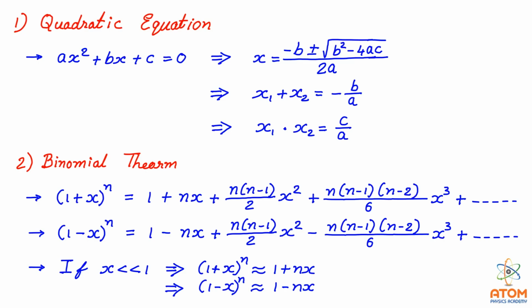Second equation is binomial theorem. Here we need not derive this theorem, but let us see the result of this binomial theorem. If we are having an expression like (1 plus x) raised to n, then it can be solved by this infinite series, that is 1 plus nx plus n into (n minus 1) by 2 into x square plus n into (n minus 1)(n minus 2) upon 6 into x cube plus and so on.